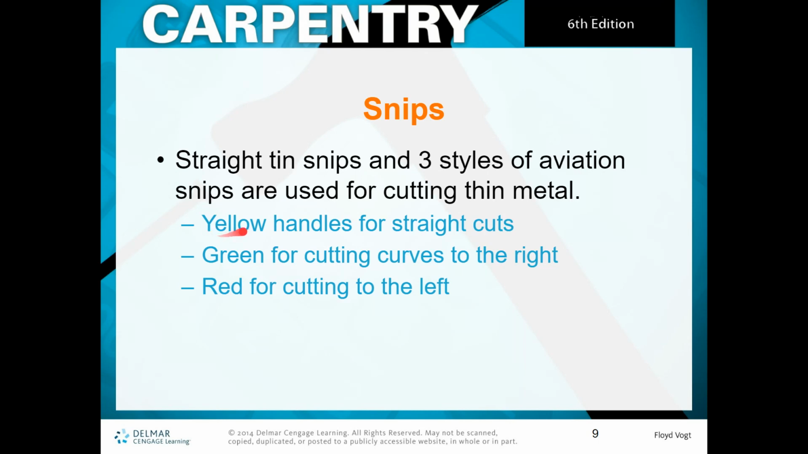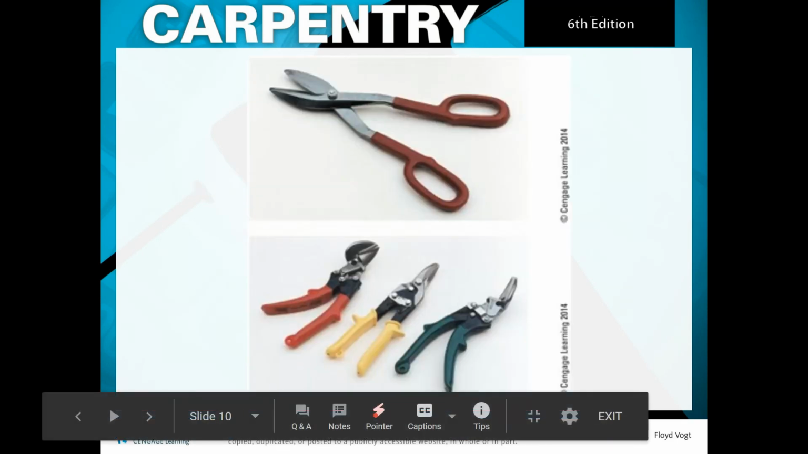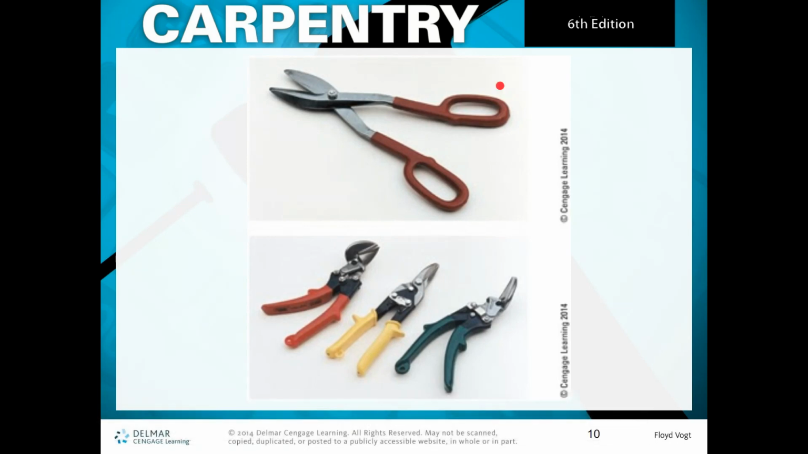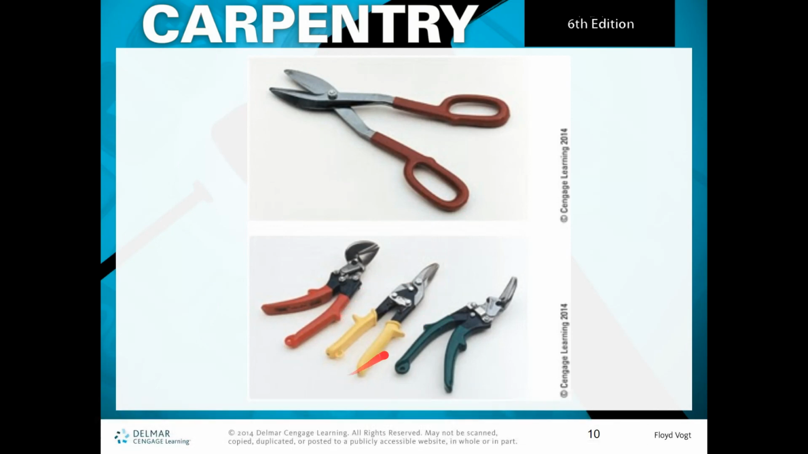And here, yellow handles are for the straight cuts. Green, it'll curve the material to the right, and then the red ones will curve it to the left. And you can see the different shapes. These are also straight cut. And again, here's the straight cut ones.